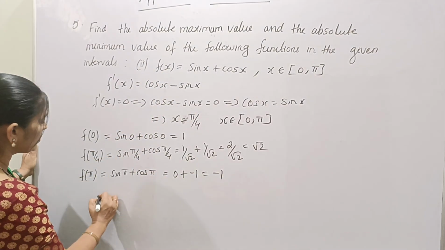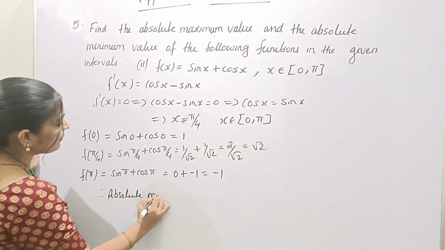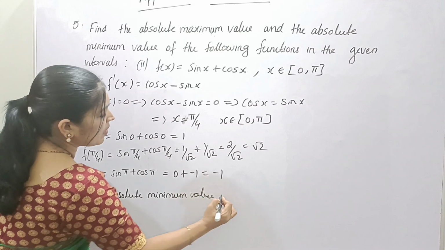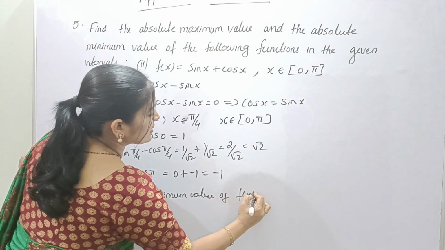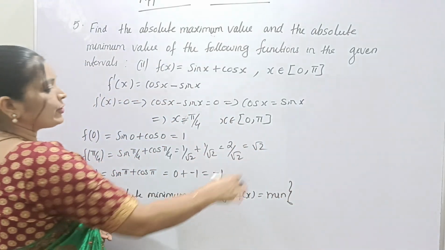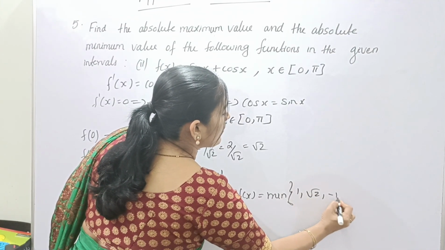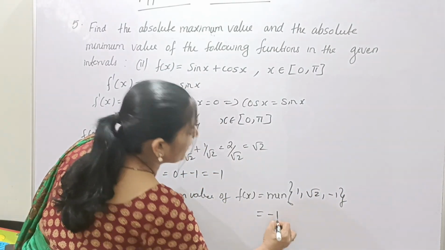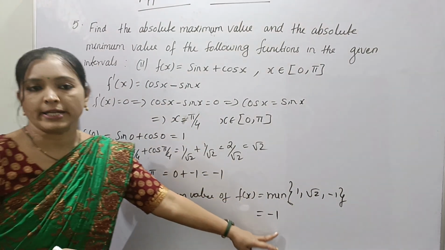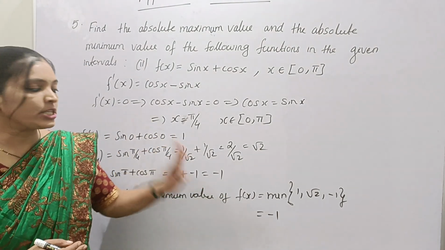Okay? Therefore the absolute minimum value of f of x is equal to the minimum of, see what values we have got? 1, root 2, minus 1. So that is equal to minus 1. The minimum of 1, root 2, minus 1 is nothing but minus 1. Therefore, the absolute minimum value of the given function is minus 1.